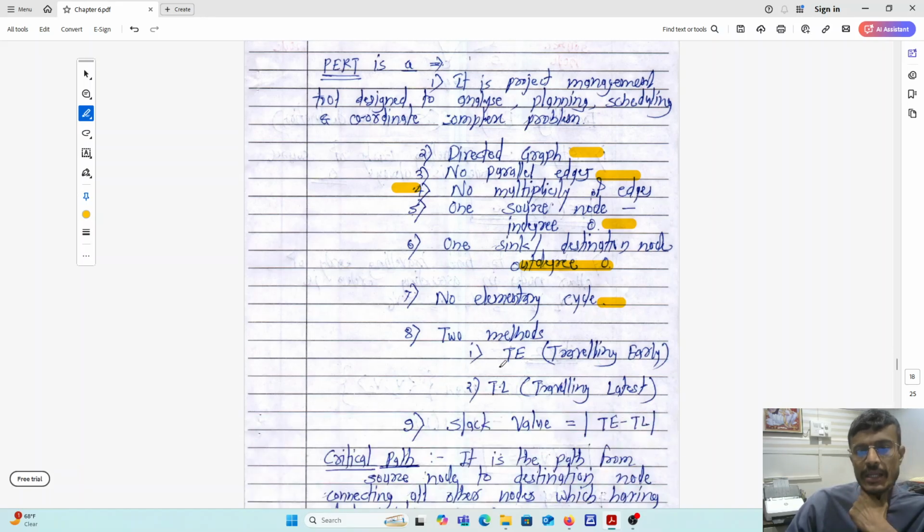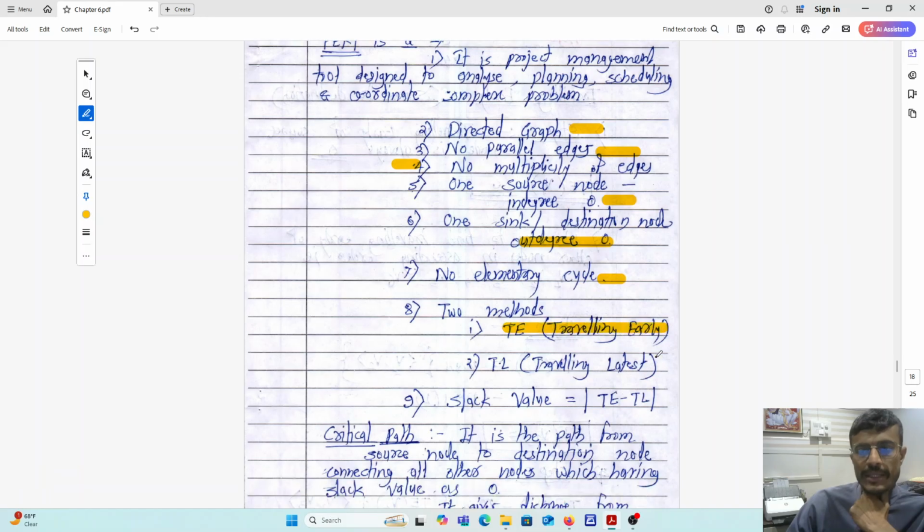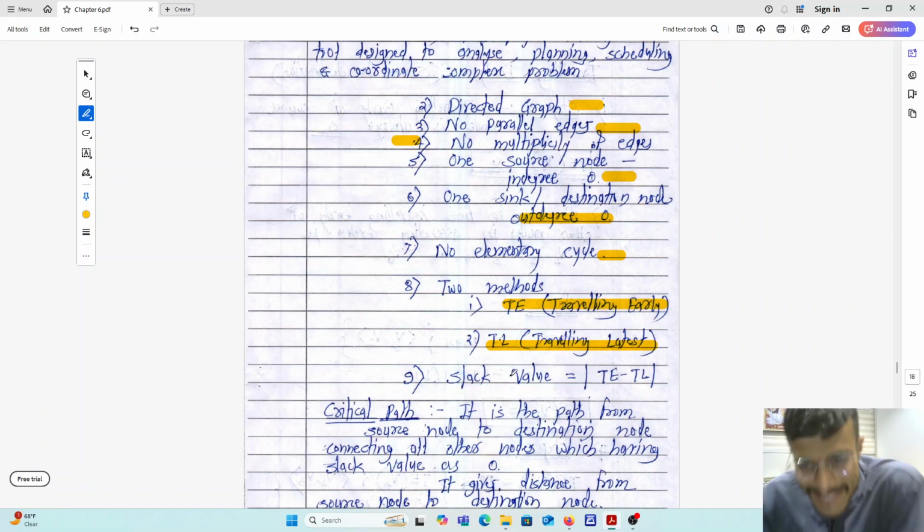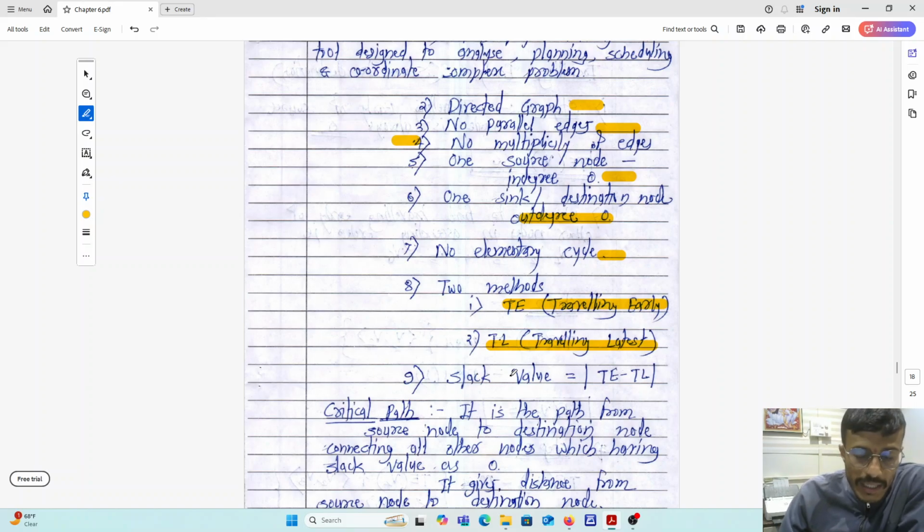And two methods are there. The first method is called the traveling early method, and the second method is called the traveling latest method. In the traveling early method, we traverse from the source node and reach the destination node or sink node. And in the traveling latest, we traverse from the destination node or sink node towards the source node. And the last point is slack value. So what is meant by slack value? It is the difference between traveling early and traveling latest value, that is TE minus TL.